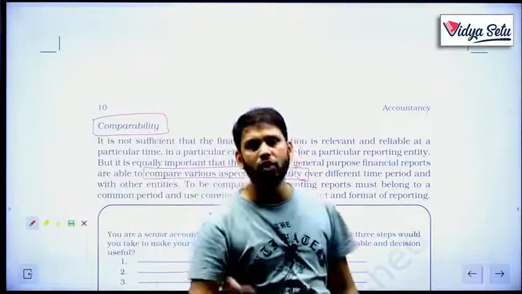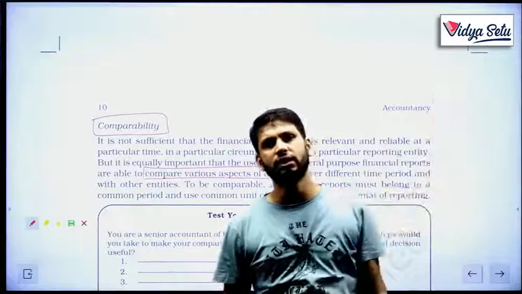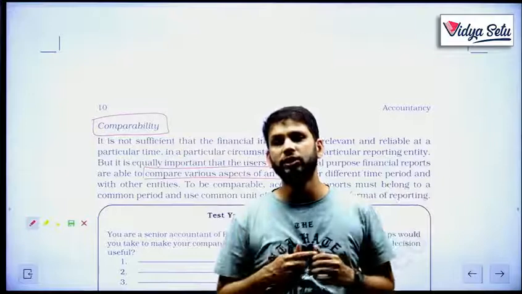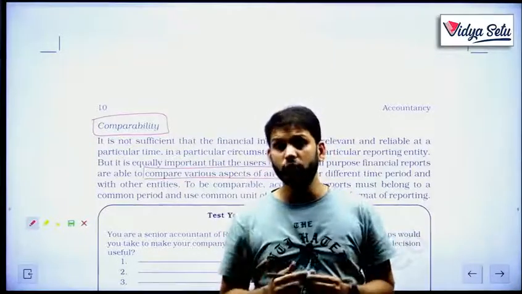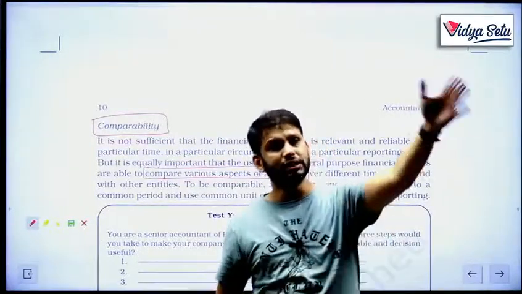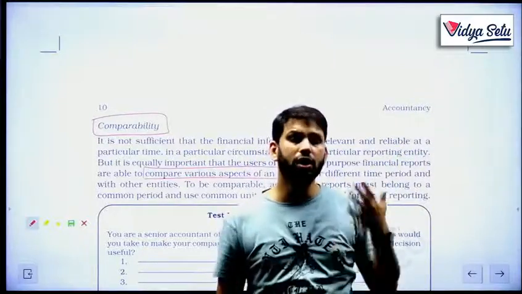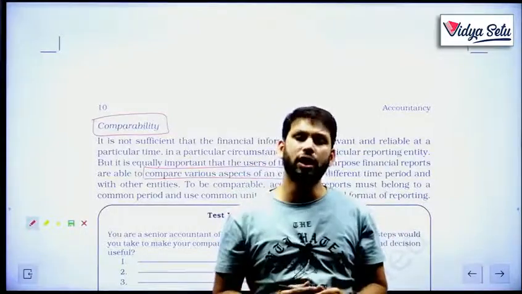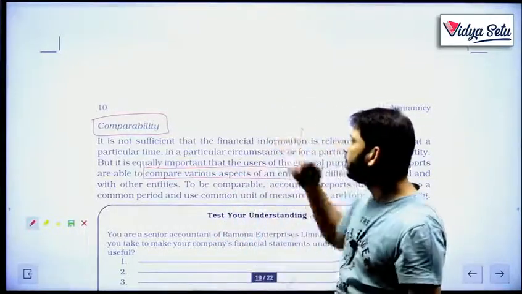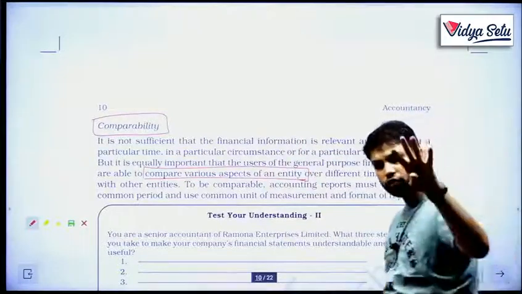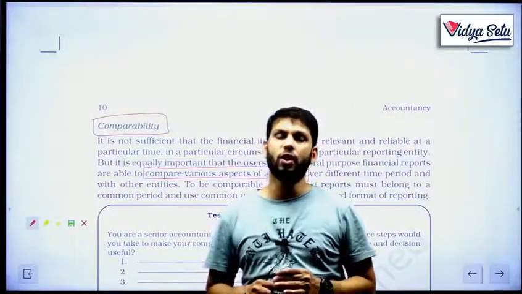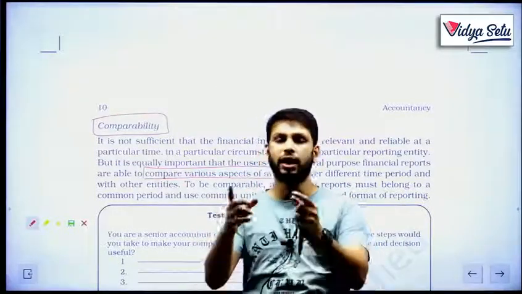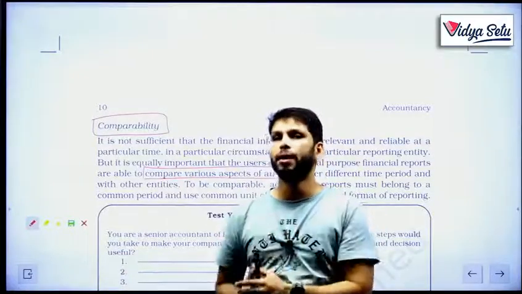See, if I am recording, I record in my own way. If someone else is recording, he is recording in his own way. We will not be able to compare each other's information. We will not be able to know whether his company is doing good or my company is doing good. So we need a common format, a common way to record our accounting transactions, and that's why comparability comes into the picture. So the four qualities of accounting information are reliability, relevance, understandability and comparability.